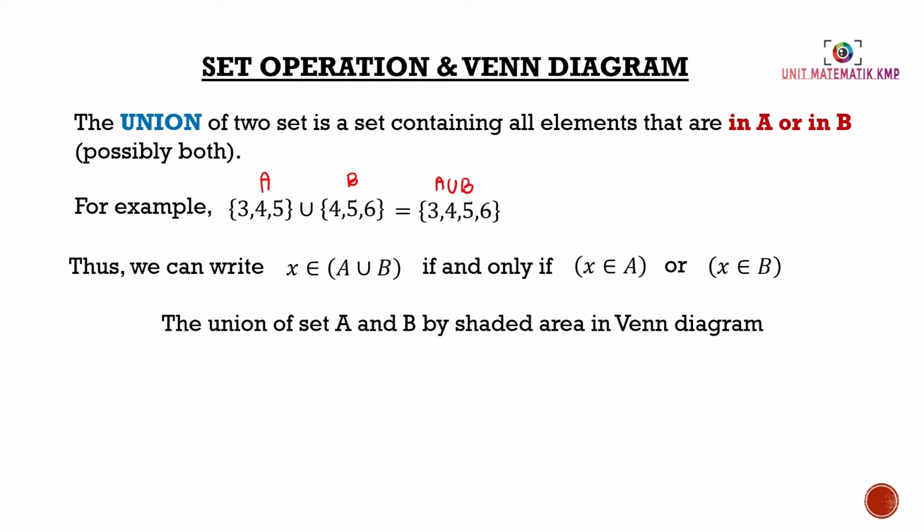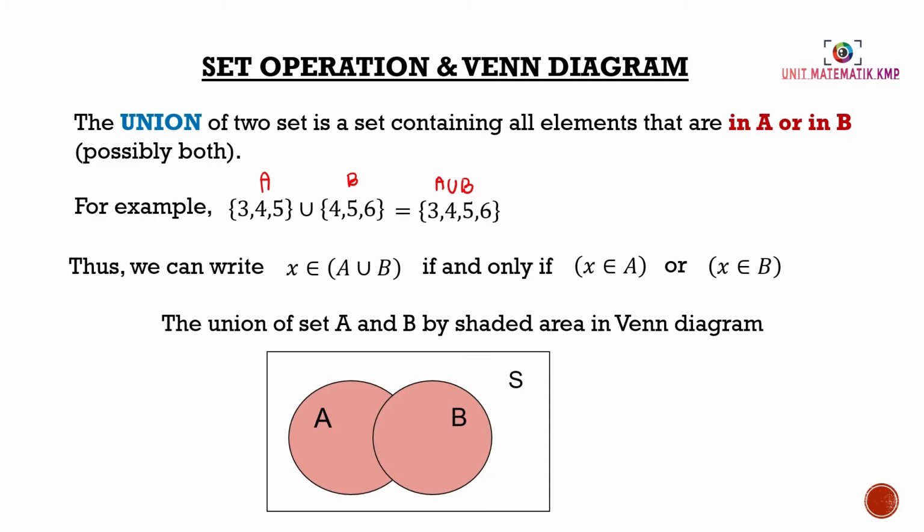This is the union of sets A and B shown by a shaded area in a Venn diagram. So both sets A and B are included. Both are shaded for A union B.